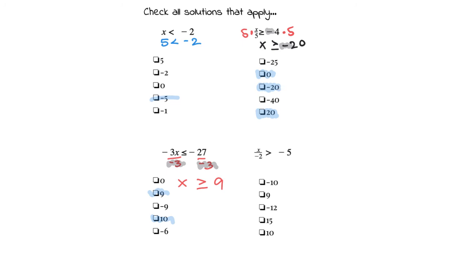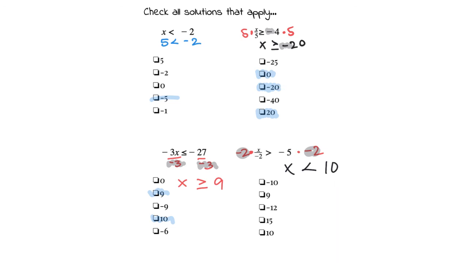And lastly, x over negative 2 is greater than negative 5. So I'm going to multiply both sides by negative 2. And that's going to give me that x is less than positive 10. Again, I flipped the inequality because I am multiplying by a negative. The number I'm bringing over to multiply is negative. So x is less than 10.